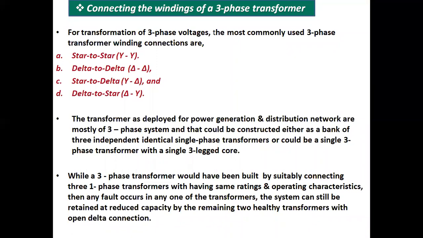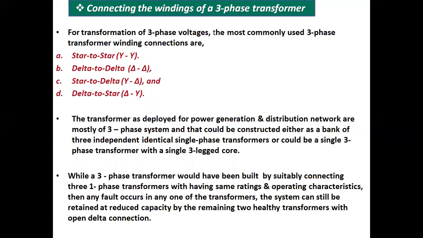Connecting the windings of a three-phase transformer. For transformation of three-phase voltages, the most commonly used three-phase transformer winding connections are star-star, delta to delta, star to delta, or delta to star. The transformers deployed for power generation and distribution networks are mostly of three-phase system, and that could be constructed either as a bank of three independent identical single-phase transformers, or as a single three-phase transformer with a single three-legged core.